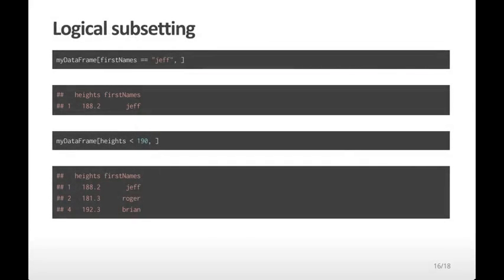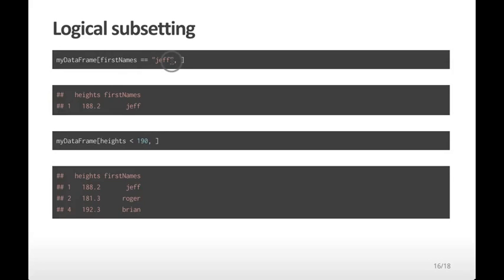We can also subset by particular logical operations. Recall that we talked about logical variables at the beginning of this lecture. They can either be true or false. So here's an example. I have my data frame, and suppose that I want to identify all the rows in that data frame corresponding to cases where the first names are equal to Jeff. In that case, I can use the variable name first names and check using the equals equals operator if it's equal to Jeff. This particular vector will return true only when Jeff appears.